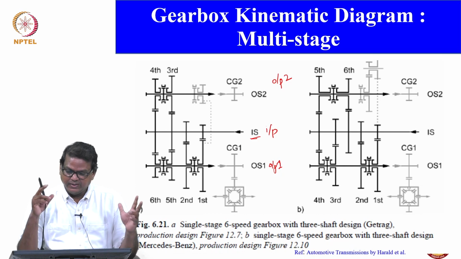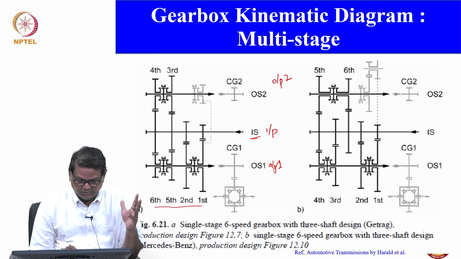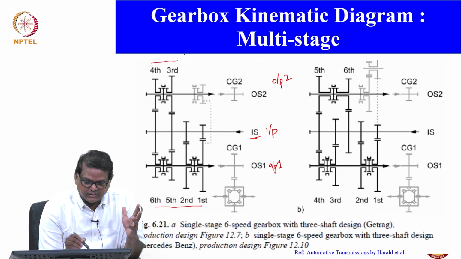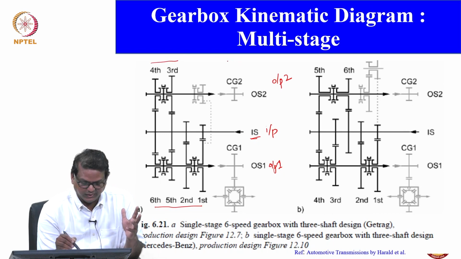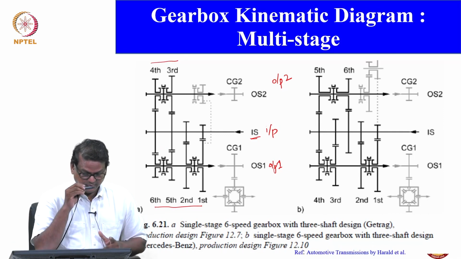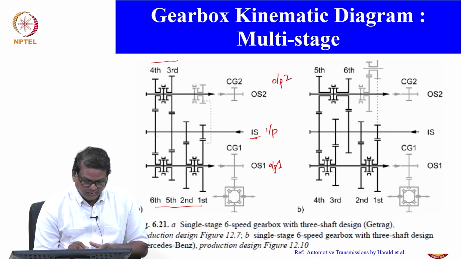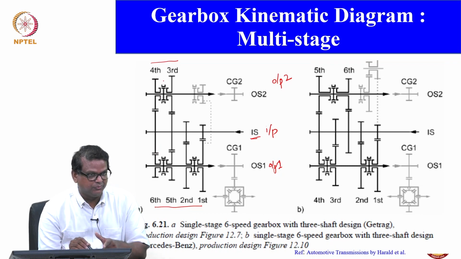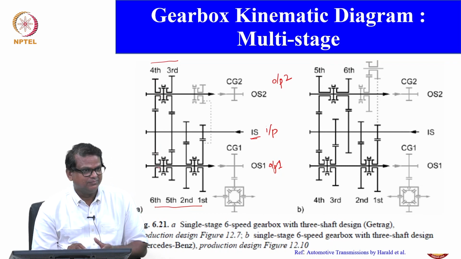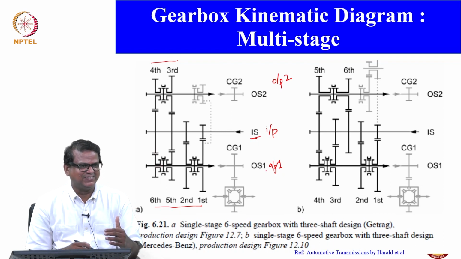Look at the lower gears: you can see first and second, and the higher gears are on one shaft, and the middle gears are on another shaft. But they have to have the same input shaft. And one more thing, if you look carefully, this is from the input shaft. The same gear meshes for fourth gear in output shaft 2 and sixth gear in output shaft 1. That is the way you have to design.